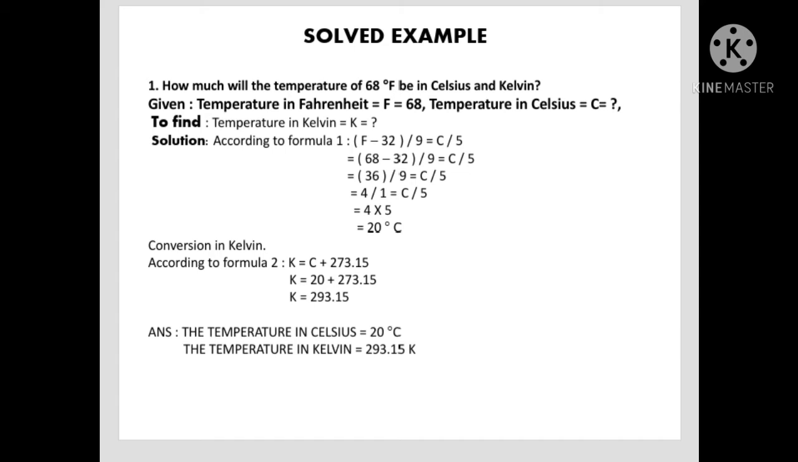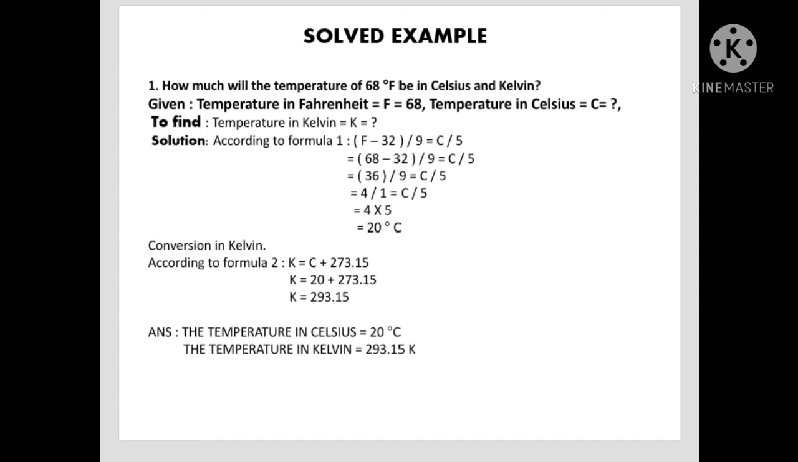So students, we will do the calculations now. 68 minus 32 gives you the answer as 36. So now the next equation comes as 36/9 = C/5. Now we will do the cancellation. 9 ones are 9 and 9 fours are 36. So students, 4/1 = C/5. Now in this step, doing cross multiplication, we get 4 multiplied by 5, so the answer comes as 20. So we got the answer as 20 degrees Celsius.